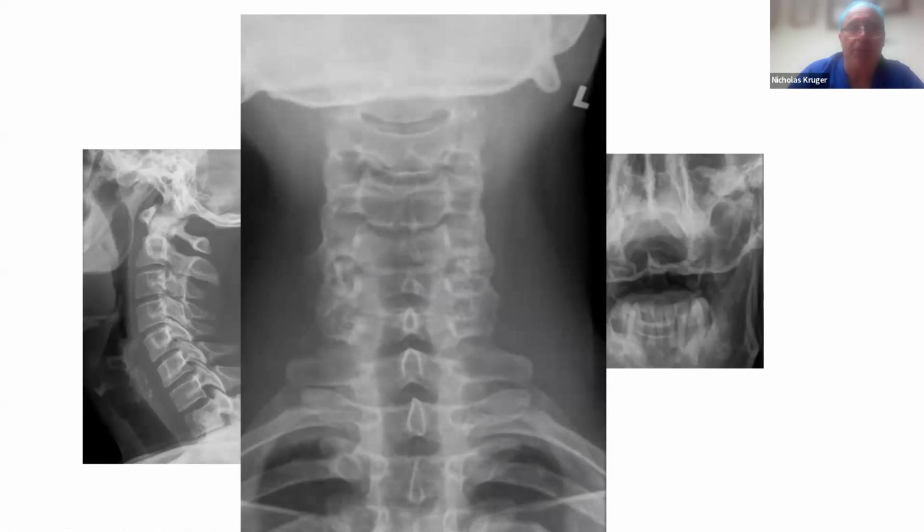Looking at the AP view, always look at the spinous processes. Any dislocation or subluxation may cause rotation, and you'll see it like that. So in this instance, the spinous process moves to the left, which means that the neck is rotated to the right.